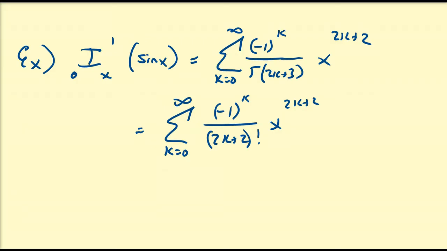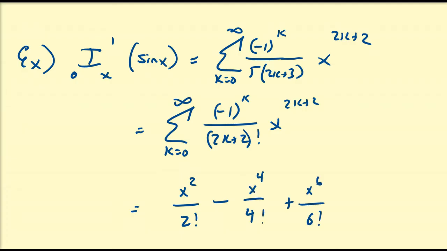Alright, let's take a look at this sum. Let's plug in a couple values of k and see what this thing is. When we replace k with 0, we have x squared over 2 factorial, minus, when k is equal to 1, we have 2 plus 2, which is 4 factorial. Then we have plus x to the 6th over 6 factorial, minus, plus, and so on.